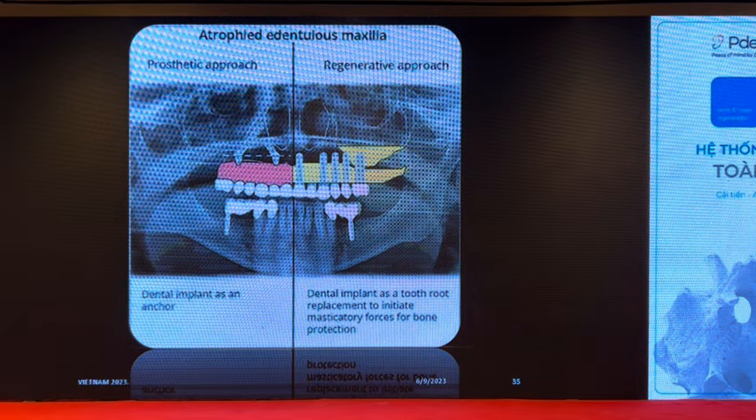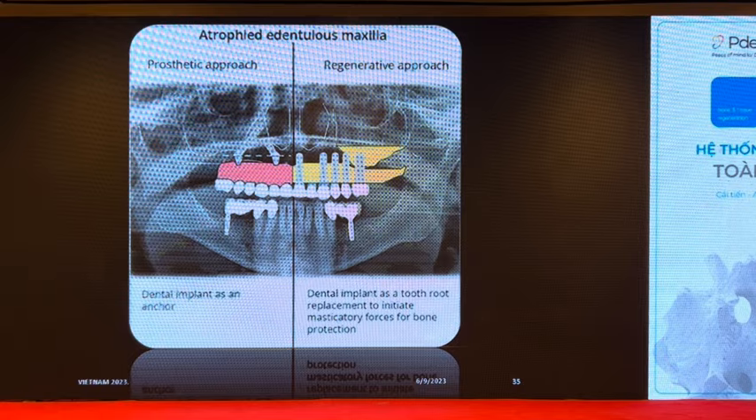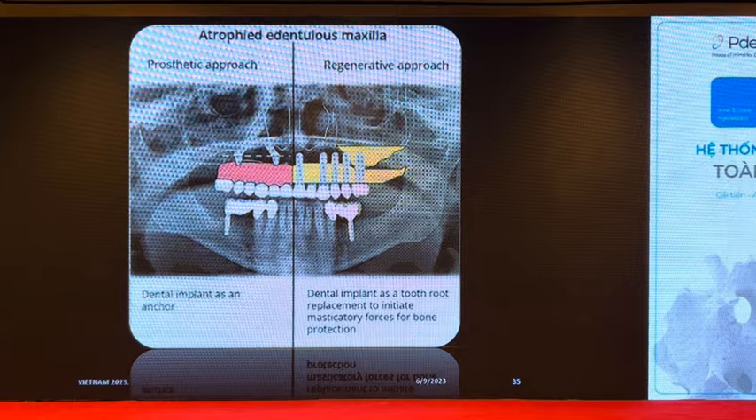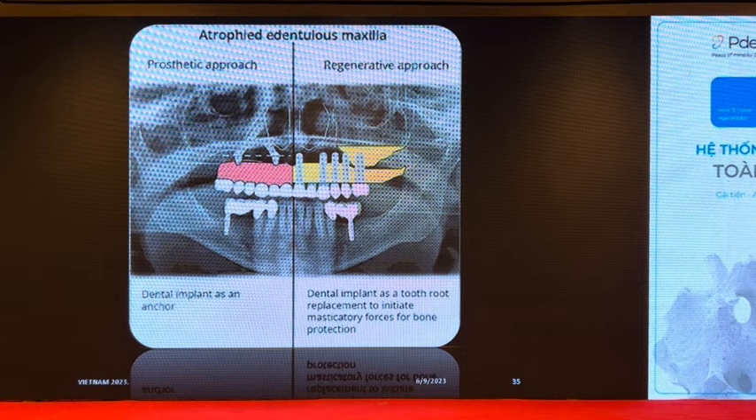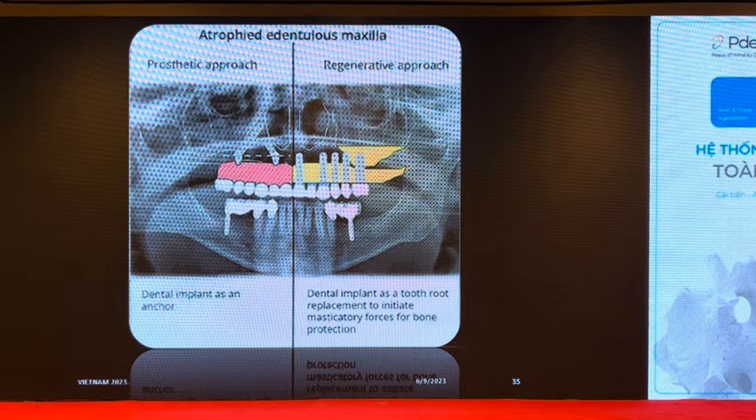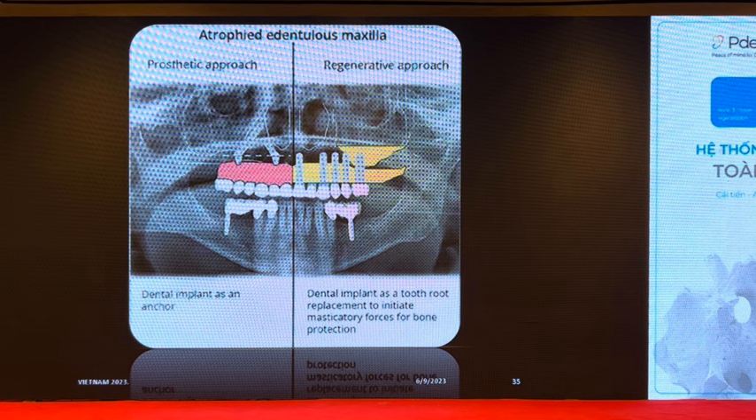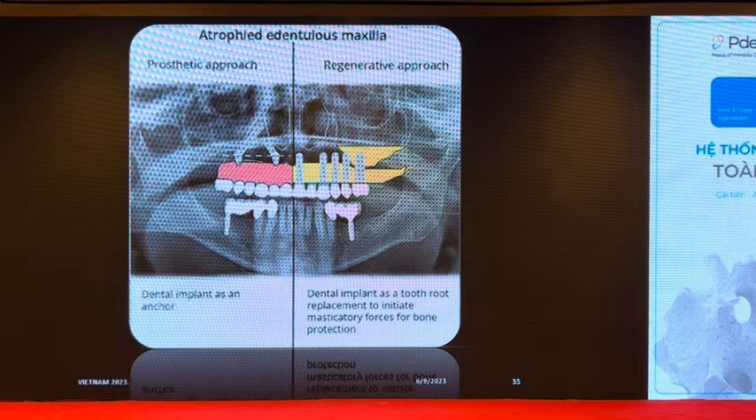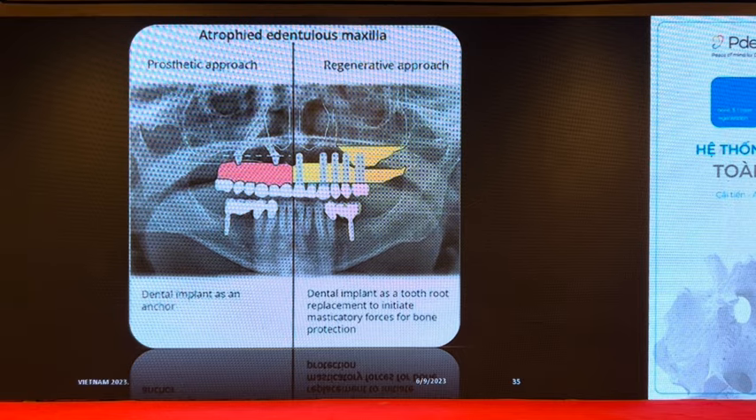As you can see on this slide, for atrophied edentulous maxilla, in the prosthetic approach, we need dental implants only as an anchor for the prosthesis. In the regenerative approach, we need ridge augmentation and sinus lift, with the dental implant as a tooth root replacement to initiate masticatory forces for the bone.